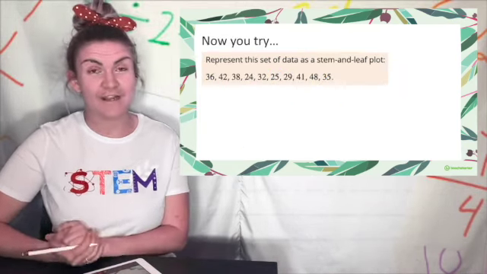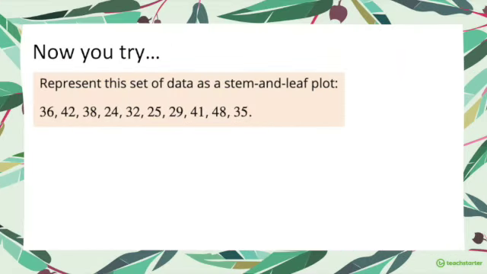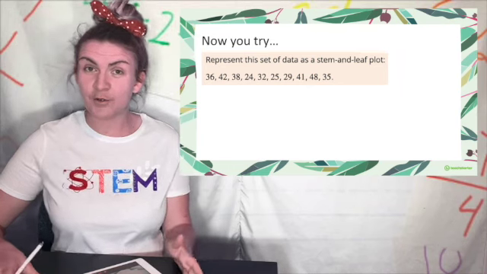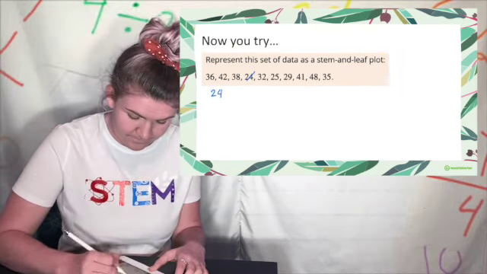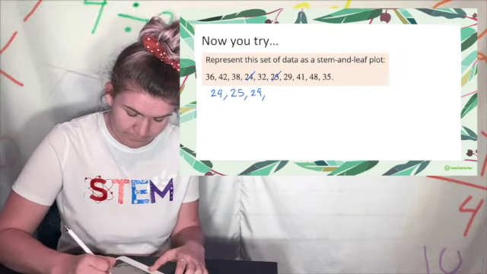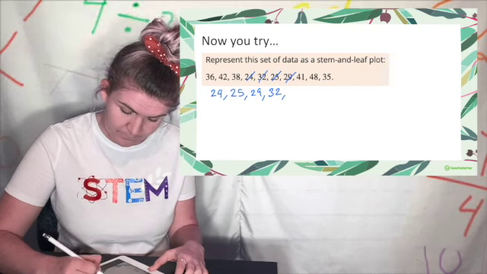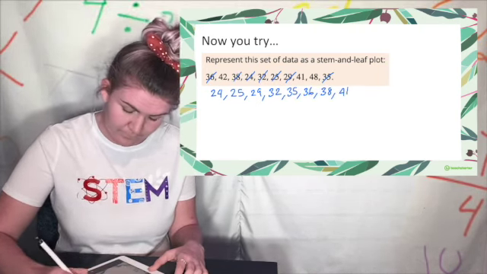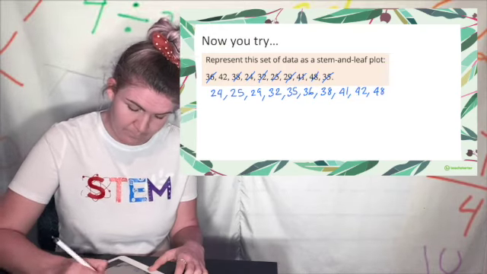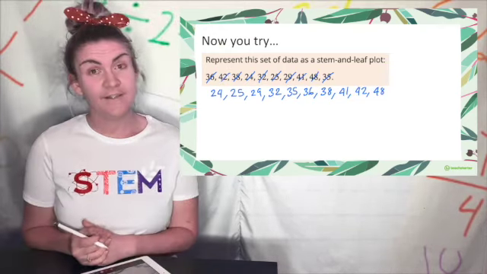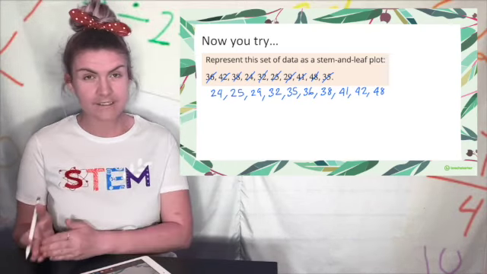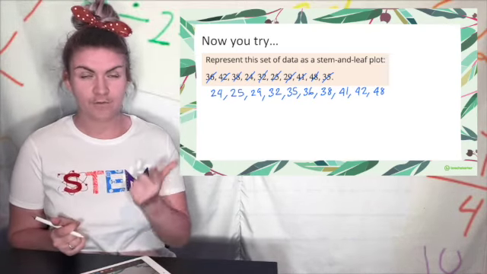You have a go at creating a stem and leaf plot. Let's quickly check your answers. I'm going to put them in order first. Now that I've done that, I'm going to figure out all of my stems, which I'm going from 20 to 48, so I'm going to need 2, 3, and 4.